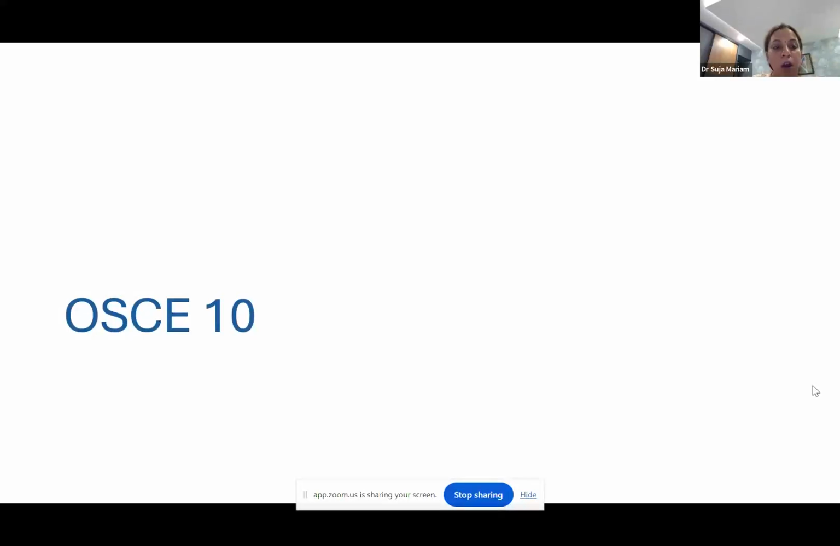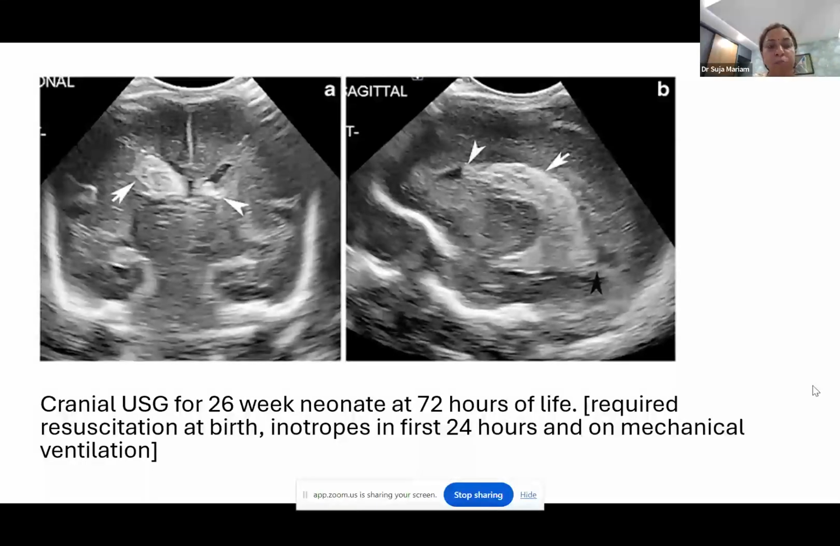Now let's go to the last question for the day. This seems to be a long question, so look at the image carefully. You all will be able to answer it in a jiffy. Cranial ultrasound for a 26-week neonate at 72 hours of life. This baby required resuscitation at birth, inotropes in the first 24 hours, and is on mechanical ventilation. You won't have any confusion with the primary diagnosis, but a very specific diagnosis.